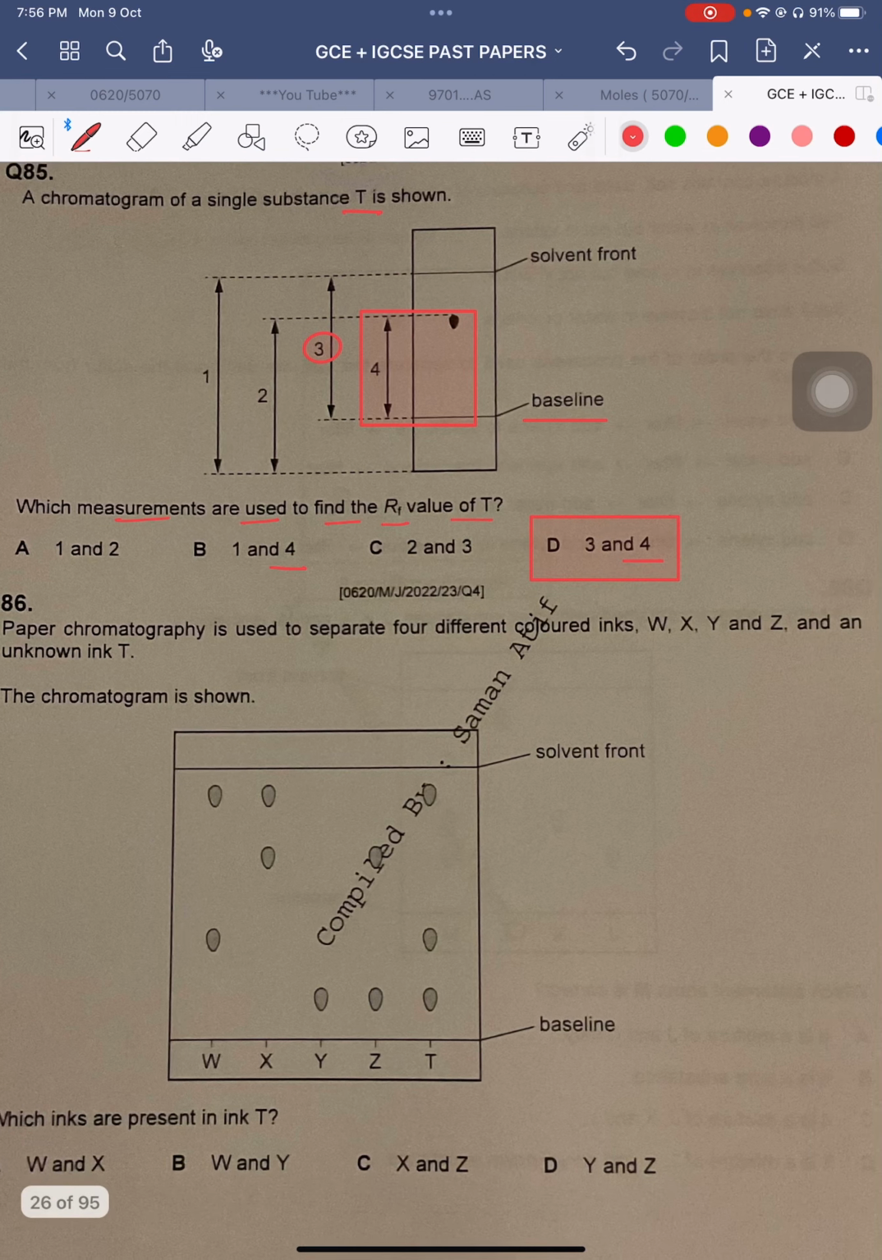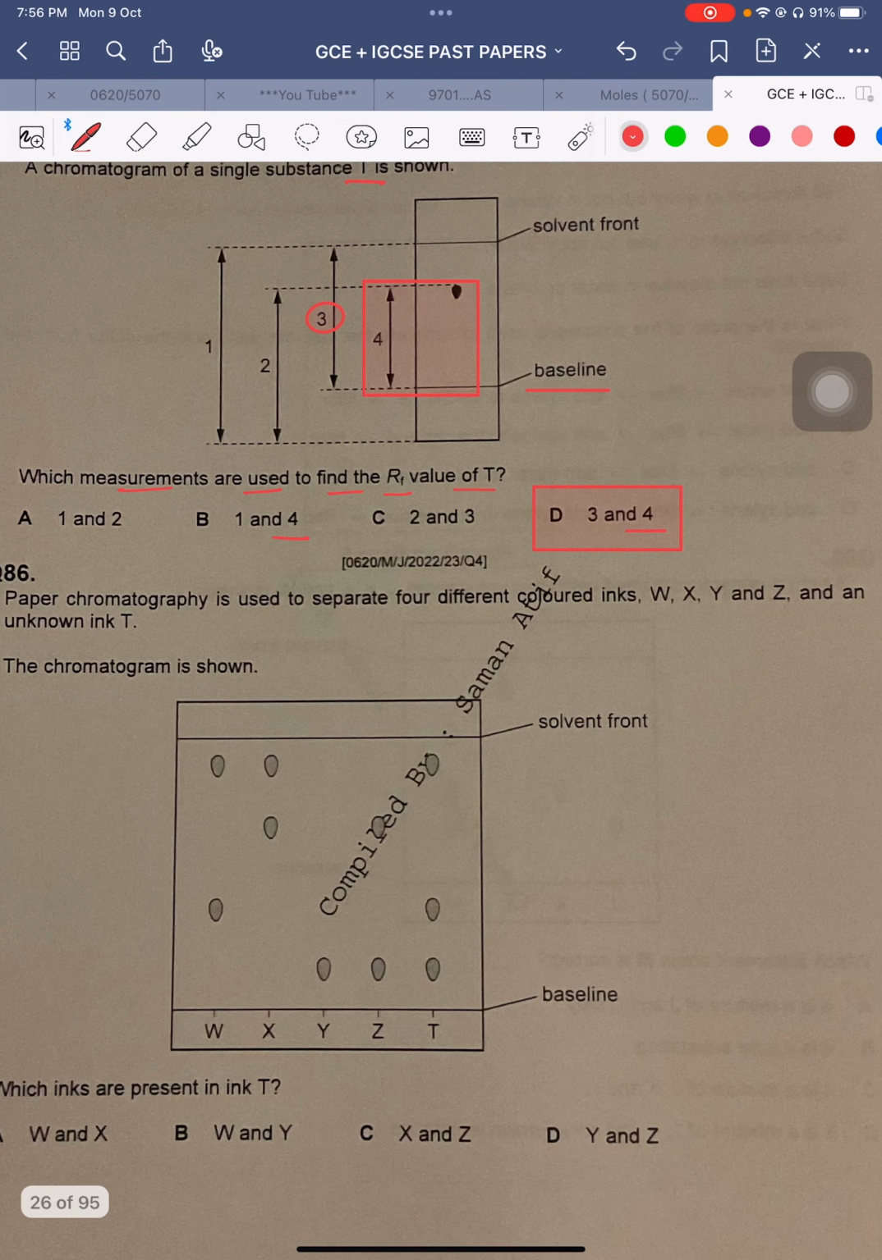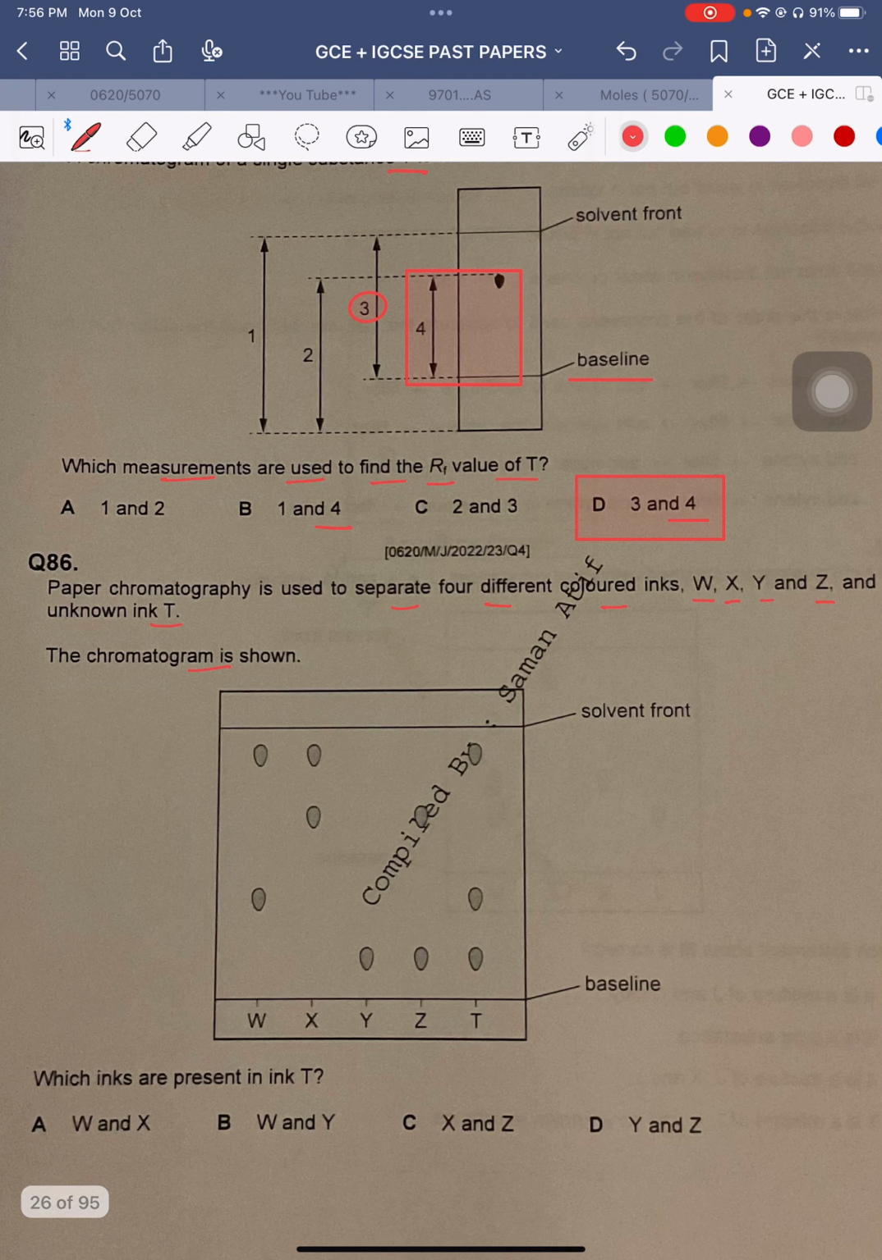And then this is the next question. Paper chromatography is used to separate four different colored inks, W, X, Y, and Z, and an unknown ink T. The chromatogram is shown. Which inks are present in T? All right, so we are going to check T. One spot is matching with Y and Z. The second spot of T is matching with W. The third spot of T is matching with W and X. So we have to check which inks are present in T.